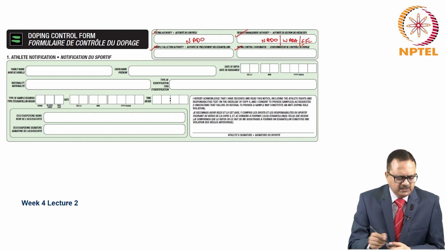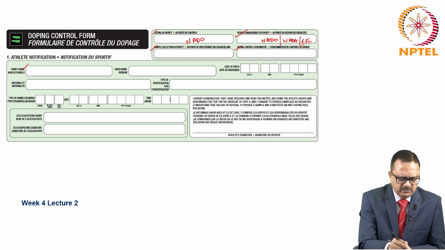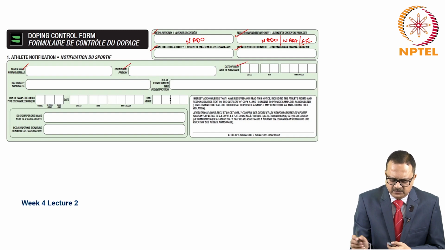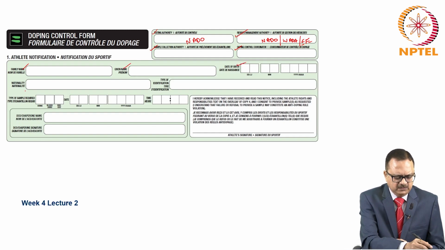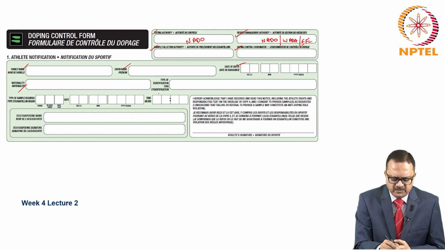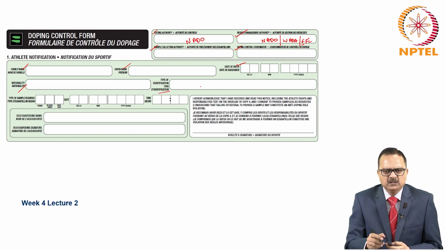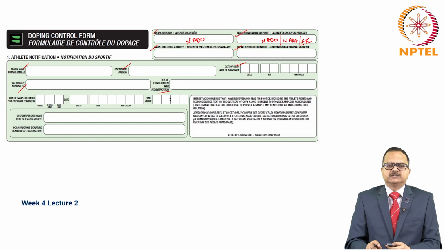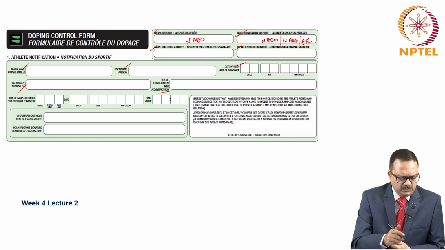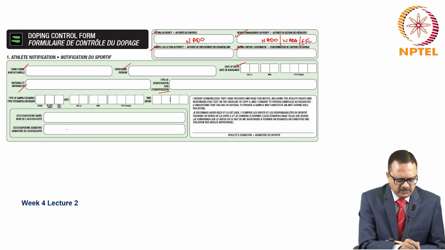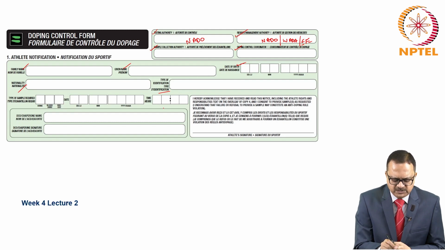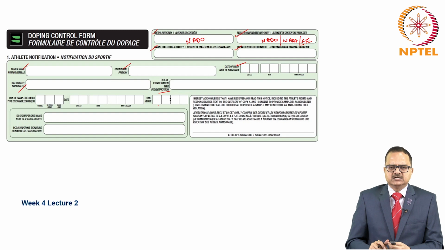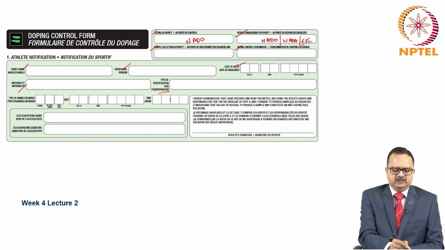After that, you fill in the details of the athlete, the family name, the given name, and the date of birth. You fill in the nationality. You fill in the type of identification document, whether you have checked the passport or you have checked the accreditation card of the athlete. You have to write what type of sample is requested, urine, blood, or dried blood spot. You have to write the date and the time of notification of the athlete. We have discussed what is notification, so that has to be written here.